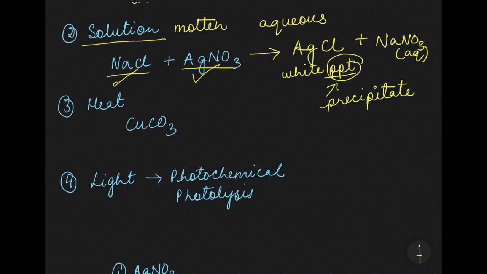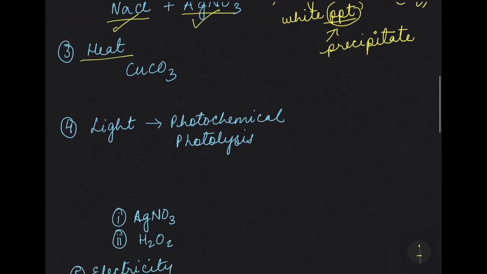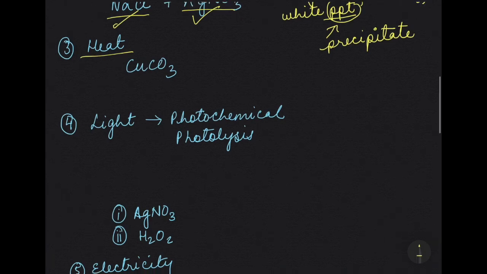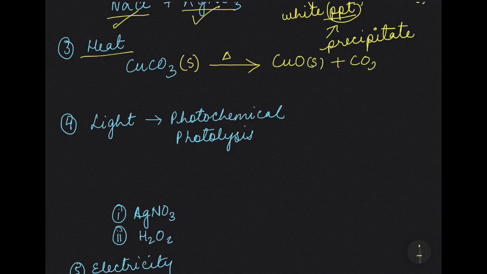The next condition is heat. Certain substances, if you keep just like that, no reaction will take place. But if you heat it, you will see copper carbonate is a solid. Okay, so when you heat it in chemistry, you know a small triangle sign or delta means it is heated. It will turn into copper oxide, which is a solid, and carbon dioxide, which is a gas. Okay, so you have to heat, then only the reaction will take place.